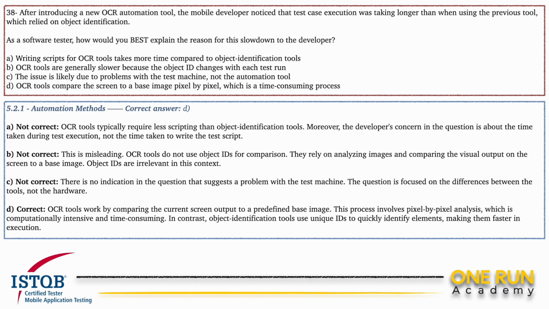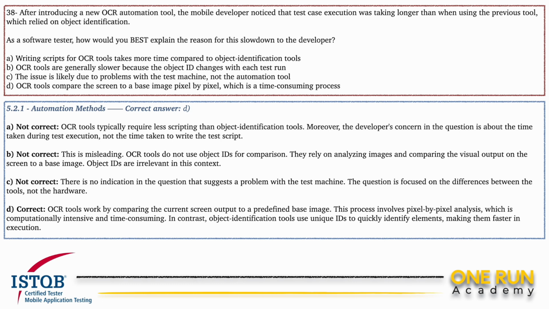As for option C, I believe that test machine issues can cause slowdowns. However, there is no indication in the question that suggests the problem is with the test machine itself. The key point here is that the slowdown occurred after introducing the new OCR tool, which suggests the issue is related to the tool's functionality rather than the hardware. So, this option is not the right explanation.